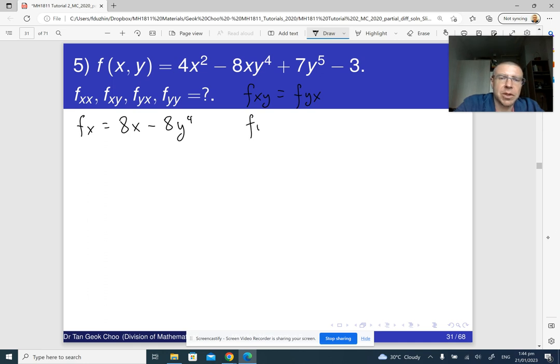So now partial derivative of f with respect to y. How do we do that? 4x squared, nothing, it's just 0, minus, okay, 8x times y to the 4. So differentiating y to the 4, we get 4y cubed. 4 times 8 is 32, so 32xy cubed, and we shouldn't forget about the minus sign, and plus 7y to the 5, so 7 times 5 is 35, I believe, y to the 4.